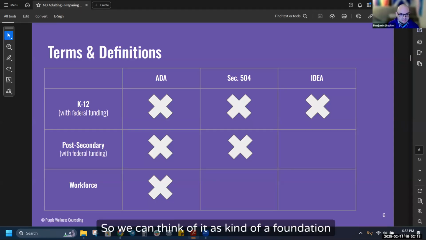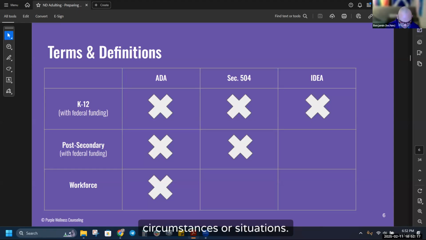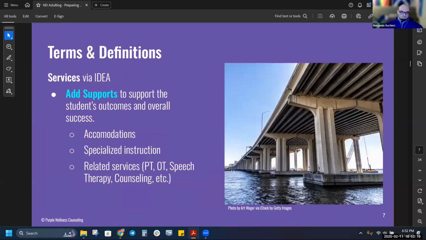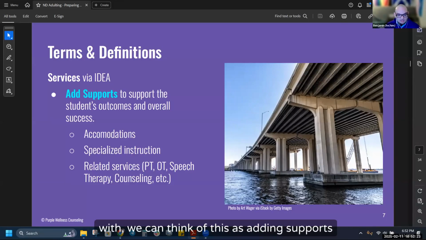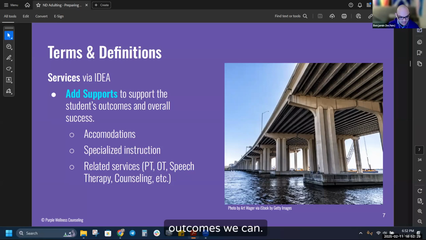So we can think of it as kind of a foundation, and that the others apply in particular circumstances or situations. IDEA, what many people may be used to working with, we can think of this as adding supports in order to support somebody's success, to try to help prepare a student for the best outcomes we can.